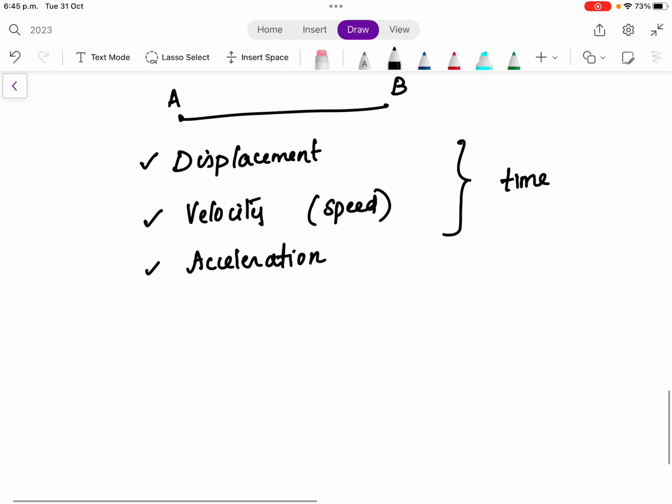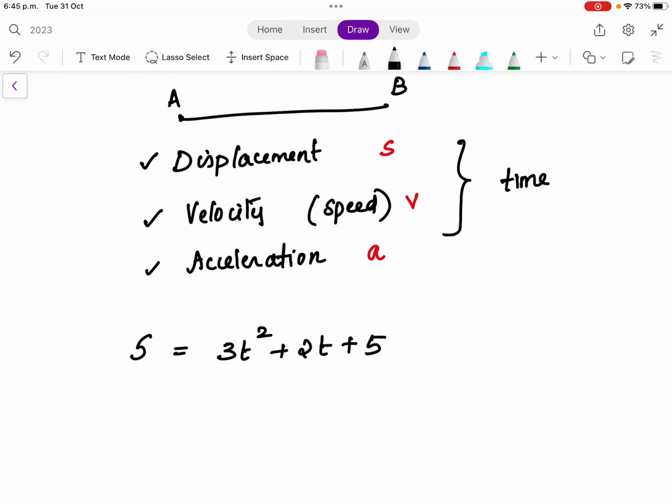Displacement is always denoted by the letter S, velocity is denoted by the letter V, and acceleration is denoted by the letter A. Now the displacement can be denoted as a function of time, so everything is dependent on time. For example, it can be written as 3t square plus 2t plus 5. In this case, t is the time taken.